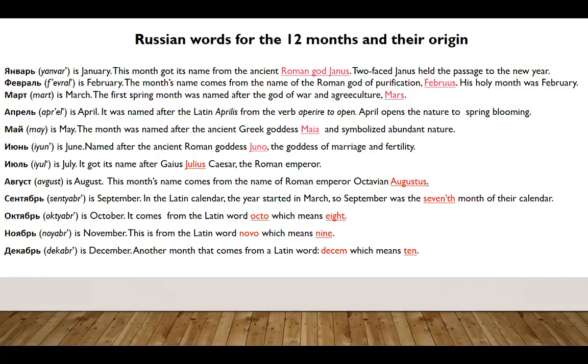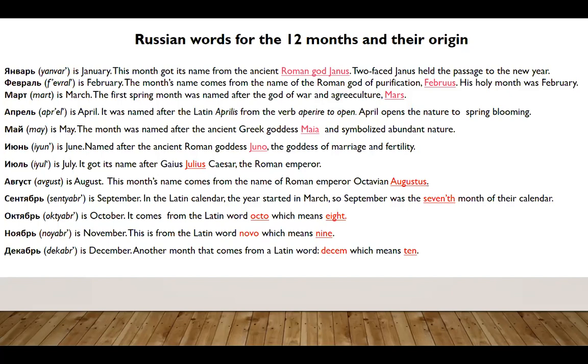Iyun is June. In Russian, it's pronounced Iyun with a soft N at the end. Named after the ancient Roman goddess Juno, who was the goddess of marriage and fertility. Iyul is July, and this month got its name after Gaius Julius Caesar, the Roman emperor. So June and July in Russian sound pretty similar, so pay attention to how they're different. Iyun has a soft N at the end, and Iyul has a soft L at the end.